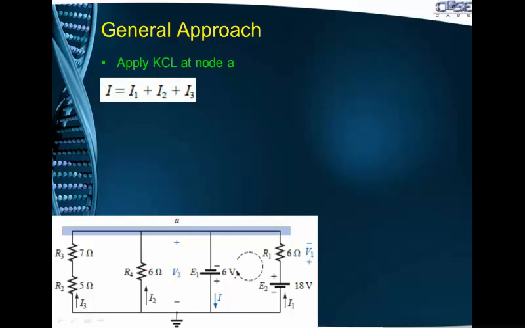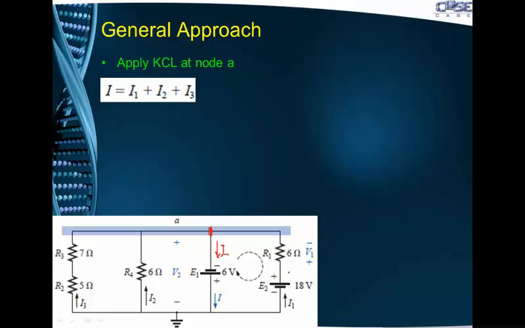Next is to find the current. We can always apply Kirchhoff's current law at a particular node. So at node A we can apply Kirchhoff's current law. This is the node. So this current I is coming out of the node. This current I2 is entering the node. This current I3 is also entering, and this current I1, which is labeled here, is also entering.